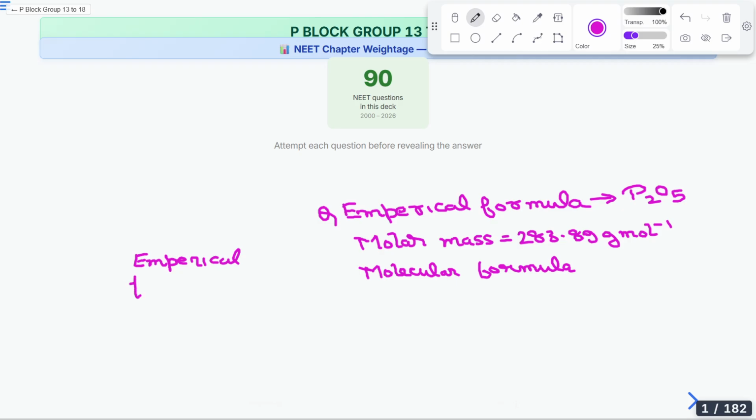Empirical formula mass. It's very simple. Whatever formula is given, the atomic mass of phosphorus is given in the question itself. It is 31 for phosphorus, and for oxygen it is 16 u. Now, how do we calculate the empirical formula mass? There are two phosphorus, so 2 into 31 plus 16 into 5.